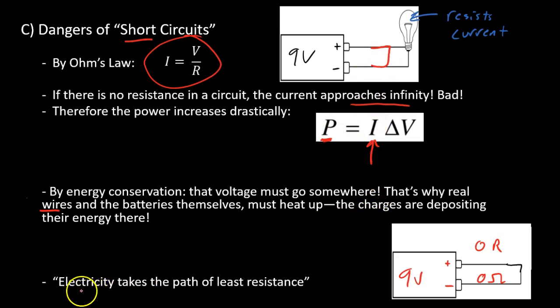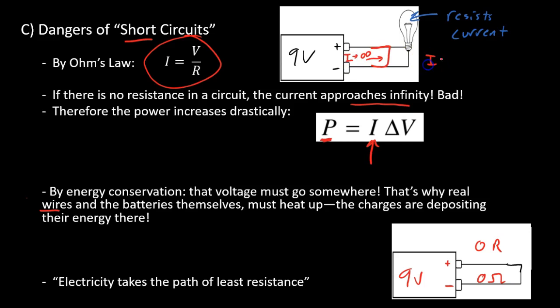Okay, you might have heard this term, electricity takes the path of least resistance, and that's again just talking about this idea of shorts. If I have this set up here, I'm going to go back to this diagram. Now it's almost like the electrons have a choice. They could either go through this resistor, this light bulb, and continue through this outer path, or they could take this inner path. Well, here, the current is going to approach infinity because there's no resistance.